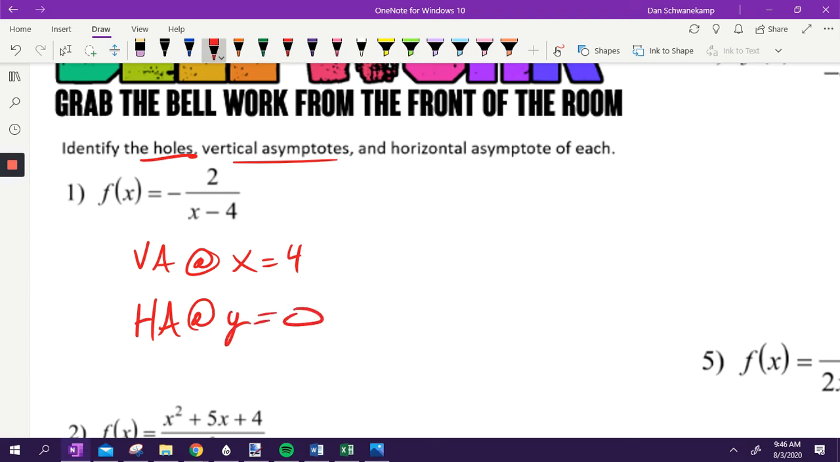Because if I were to go towards the edges of my graph, the left and the right, it would get closer and closer to 0. The other way you could do that is on top, x is to the 0 power. On bottom, x is to the first power. If your numerator degree is less than your denominator degree, if your denominator is bigger, you have a horizontal asymptote at 0.